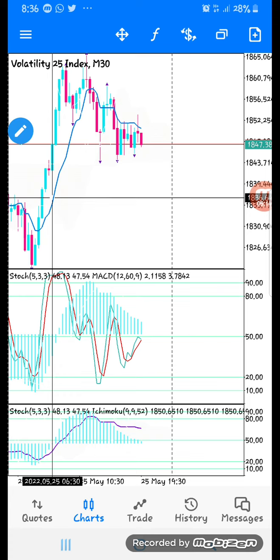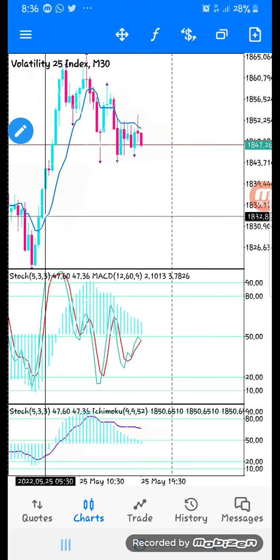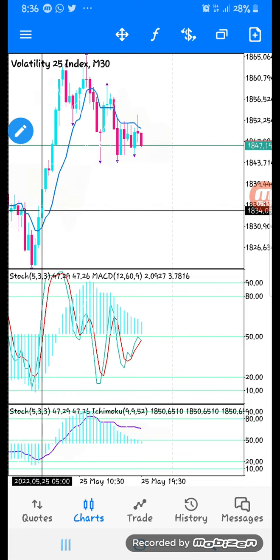And then after this first breakout, another thing you should look out for is MACD transition. MACD transition in the sense that the MACD lines are changing from pointing downward to pointing upward, which is from bearish trend to bullish trend.